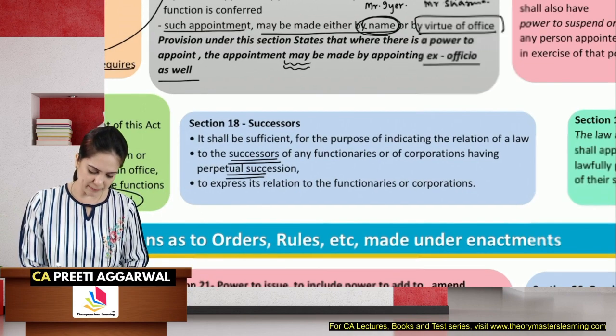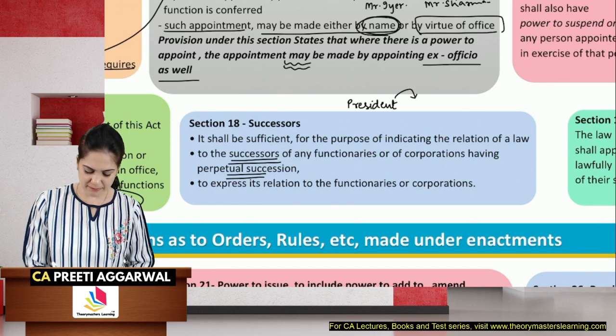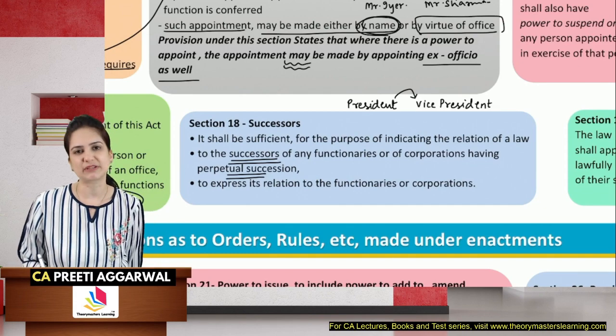Like for example, you are applying certain functions to the president. So automatically these functions can be carried out by the vice president also. What if the president is busy? What if he cannot perform his function? Automatically that function will be performed by the vice president.